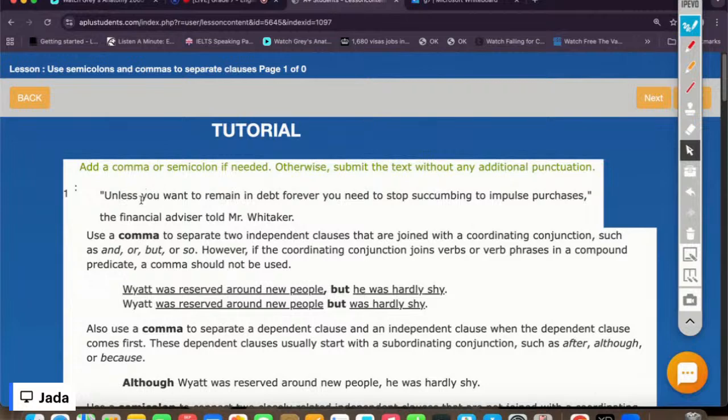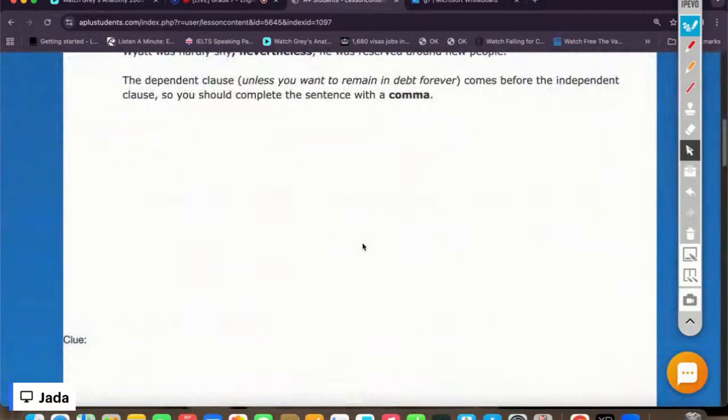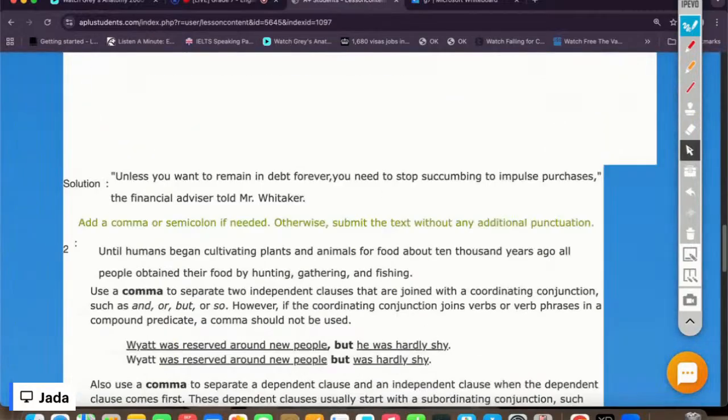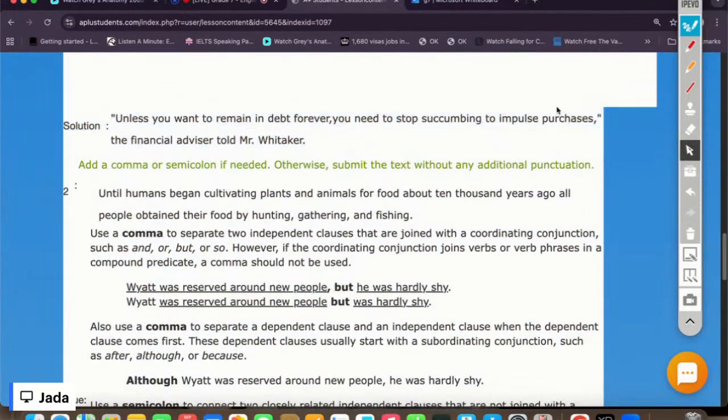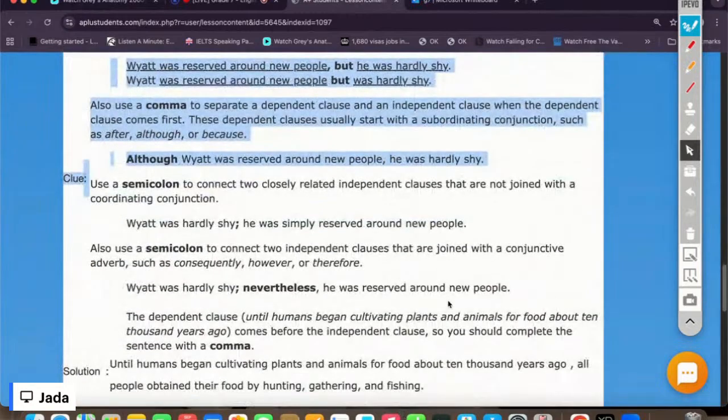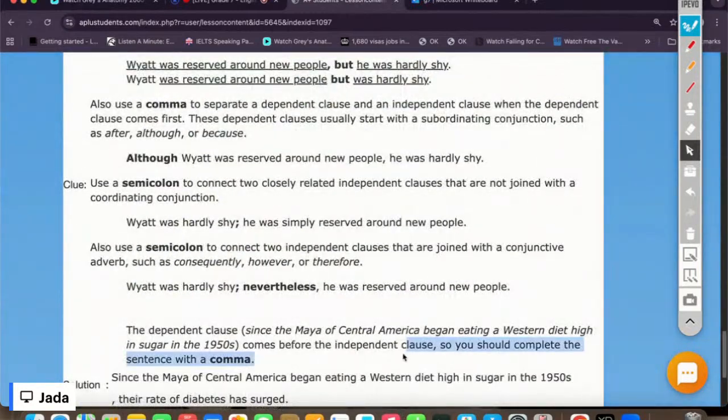Okay, so add a comma or semicolon if needed. Otherwise, submit the text without any additional punctuation. Right. So: Unless you want to remain in debt forever, you need to stop succumbing to impulse purchases, the financial advisor told Mr. Whitaker. So we have what? Unless, right? Unless is what? A subordinating conjunction. So we need to put a comma in between the dependent and independent clause. Okay.